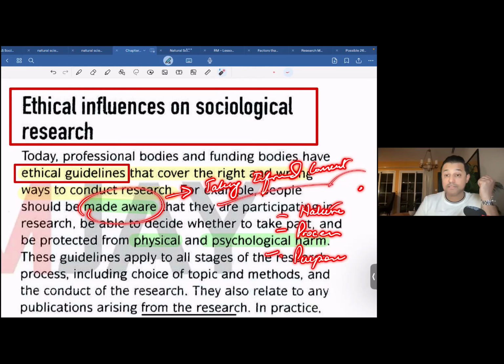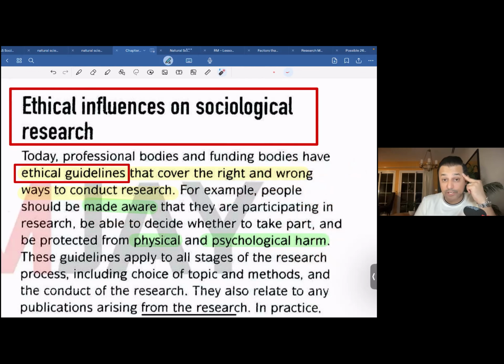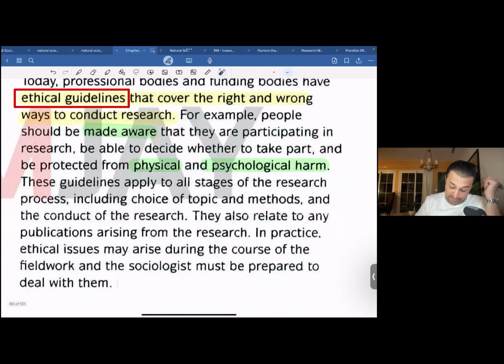So, taking informed consent is one of the ethical guidelines that researchers are typically expected to follow while conducting research. At the same time, researchers should make a point that they have ensured the protection of the participants. Now, when we use the word protection over here, it means protection from physical as well as psychological harm. So, they should be able to decide whether they take part and be protected from physical and psychological harm. These guidelines apply to all stages of the research process, including the choice of topic and methods and the conduct of the research. They also relate to any publications arising from the research.